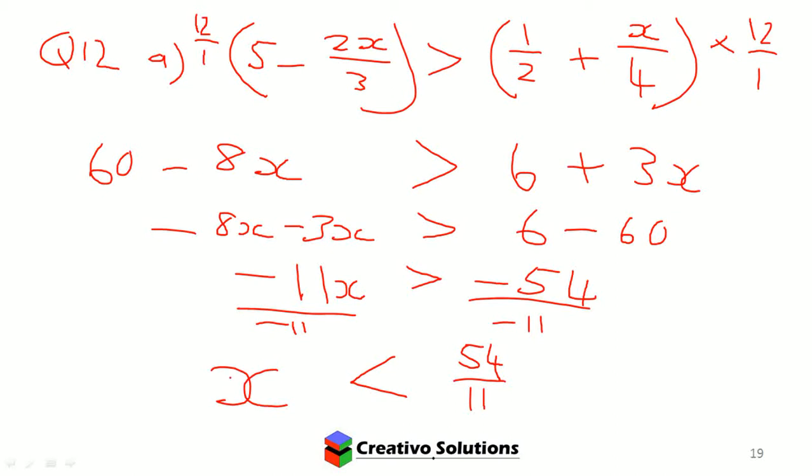We've got a system where x can be less than 54 over 11. You could change 54 over 11 to a number if you want to, and that'll be 4.090909 recurring. It's up to you. I'm going to leave it as is, and that was the solving of the inequality. That was A. Now let's have a look at B.